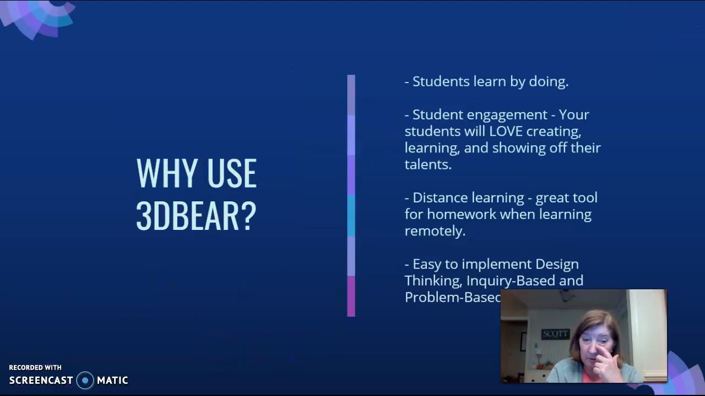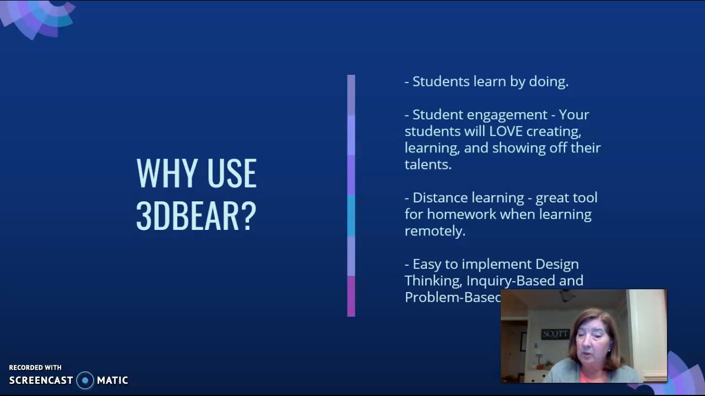Why should we use 3DBear? Well, first of all, we all know that students learn by doing, and they would definitely be doing things with this application. The student engagement will be so high. The students will love creating and learning and also showing off their talents.